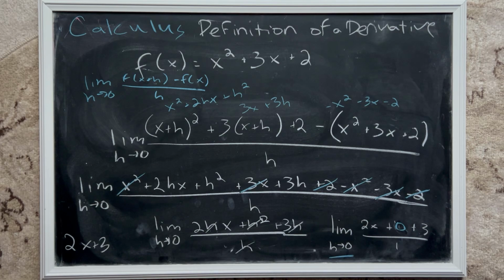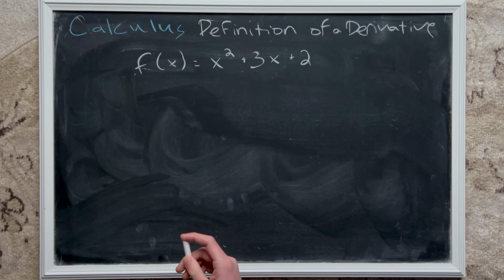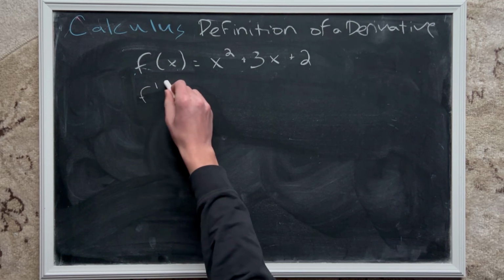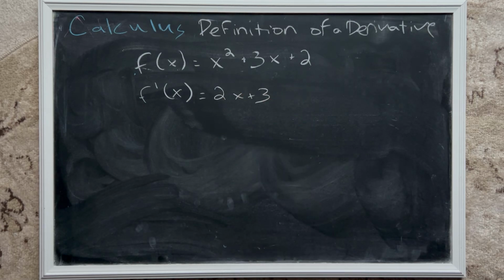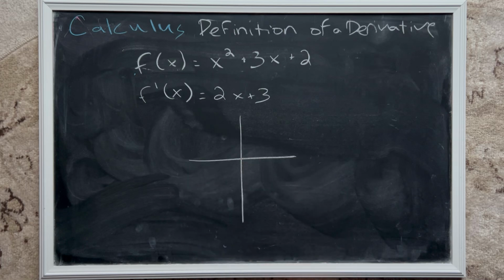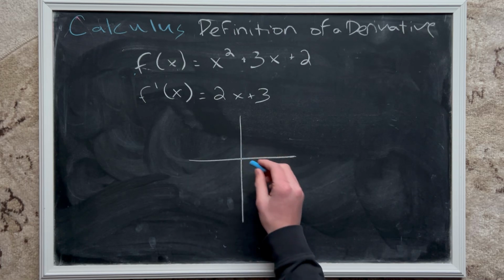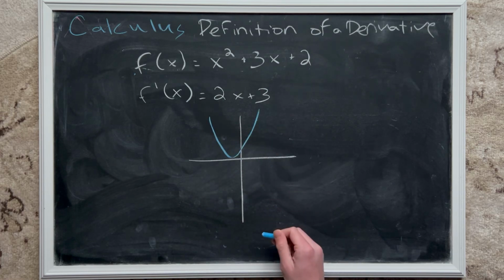And I'm going to erase this, and I will show you again. So what we call the derivative, f prime of x, equals 2x plus 3. So now that basically means if I had this graph, x squared plus 3x plus 2, I'm not exactly sure what it looks like, but I think it's something like this. Yeah, that's not a very good drawing, but that's okay.